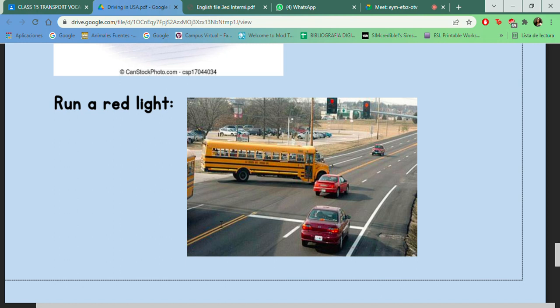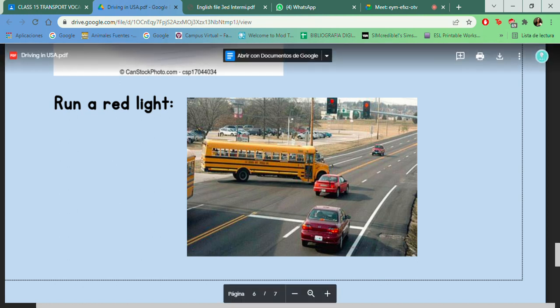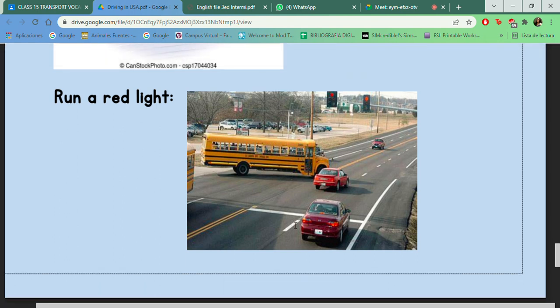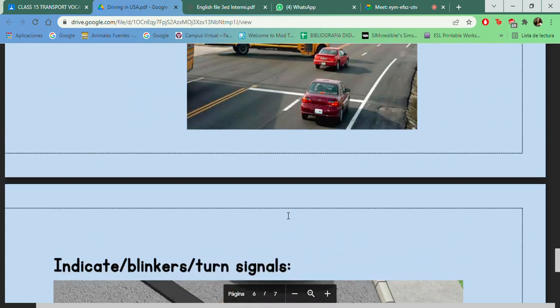For example, here you can see that the red car ran a red light and it almost hit, it's about to hit the bus, right? Yes, a school bus full of children. This is a very dangerous thing. So be careful, because this situation didn't end up very well. Well, any questions?